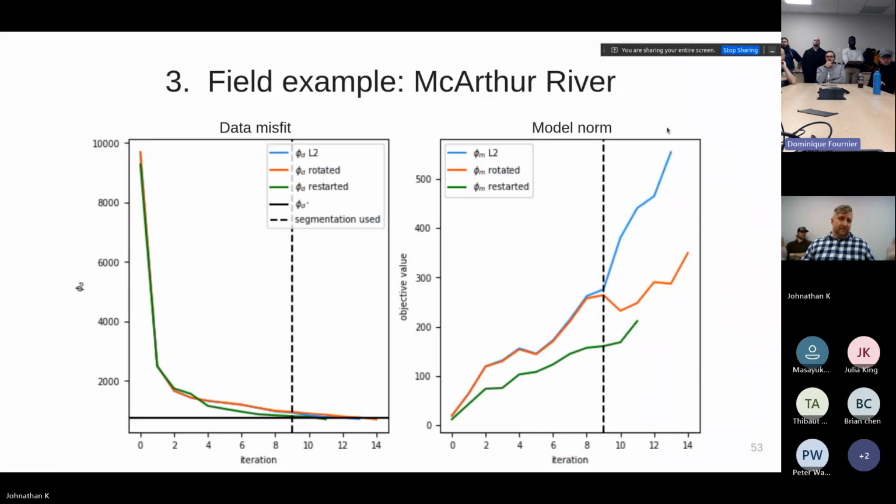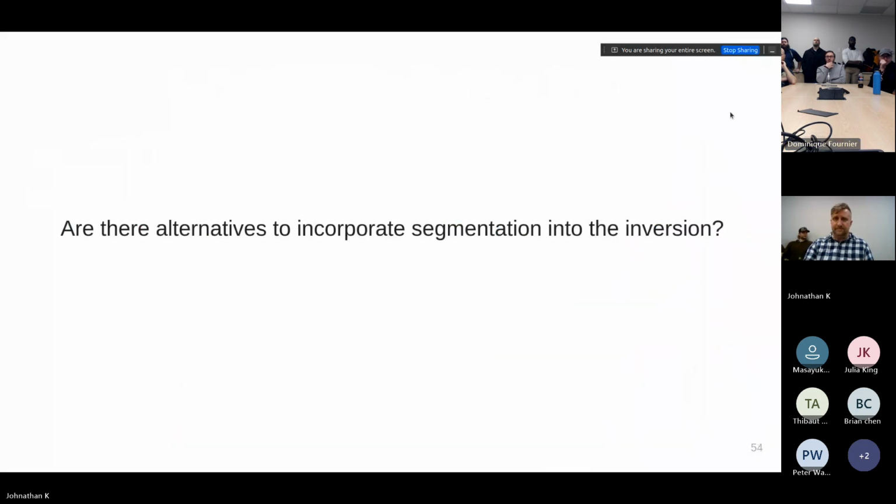And again, we're not really fitting the data any quicker, but we're still fitting the data, and we are still ending up with simpler models, with way less regularization to put in. So that's one way that I've looked at segmentation.